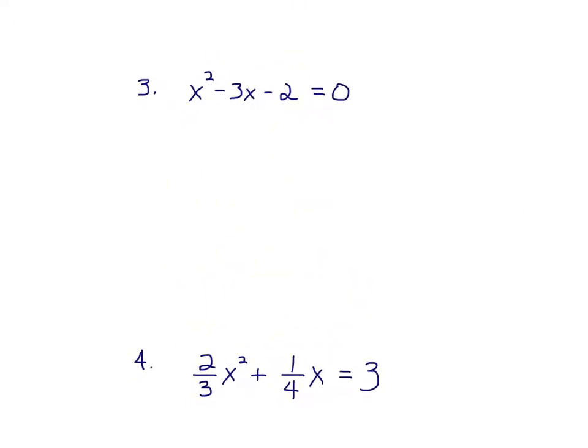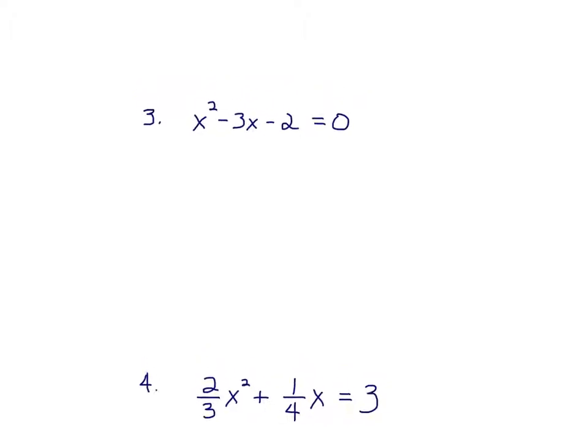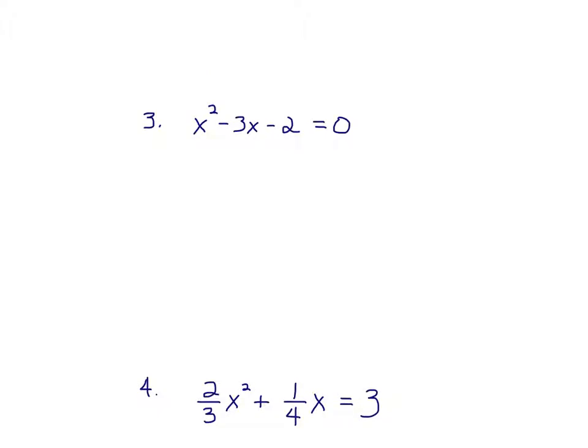Again, check to see if it's in standard form, and it is. So I don't need to do any rearranging here. So now I'm just going to figure out what A, B, and C are. So again, my A is 1. My B is negative 3. And my C is negative 2.